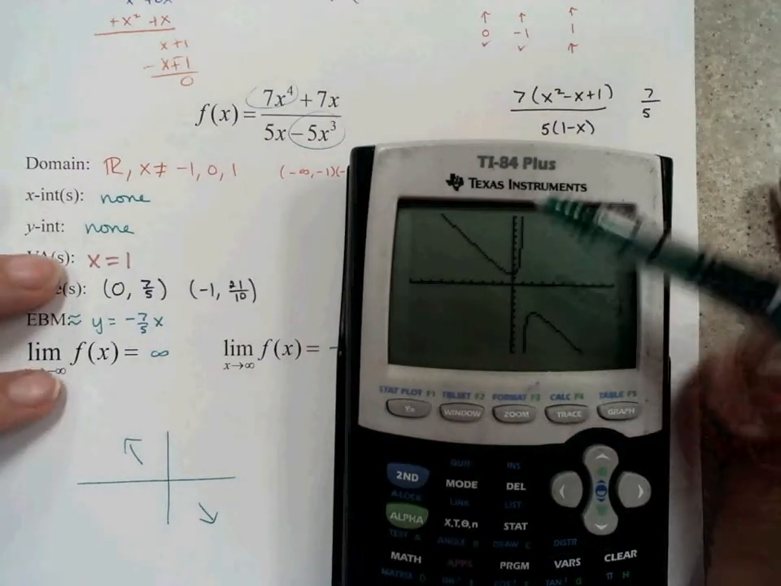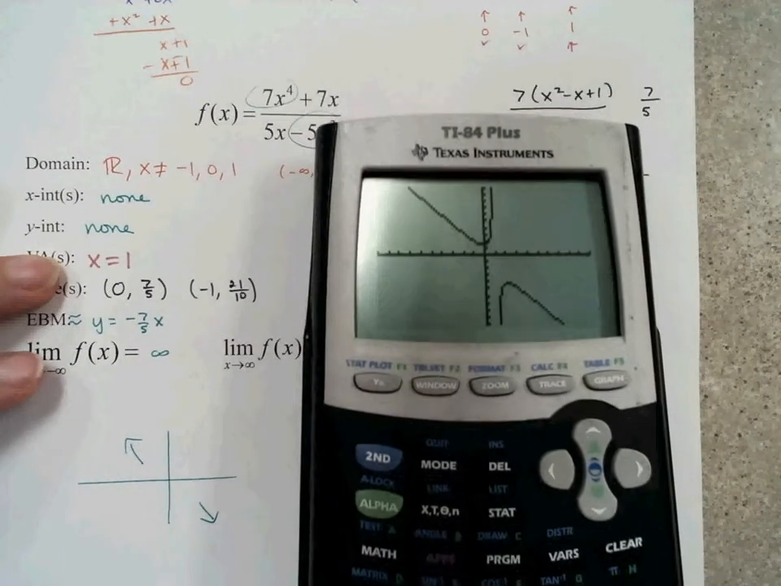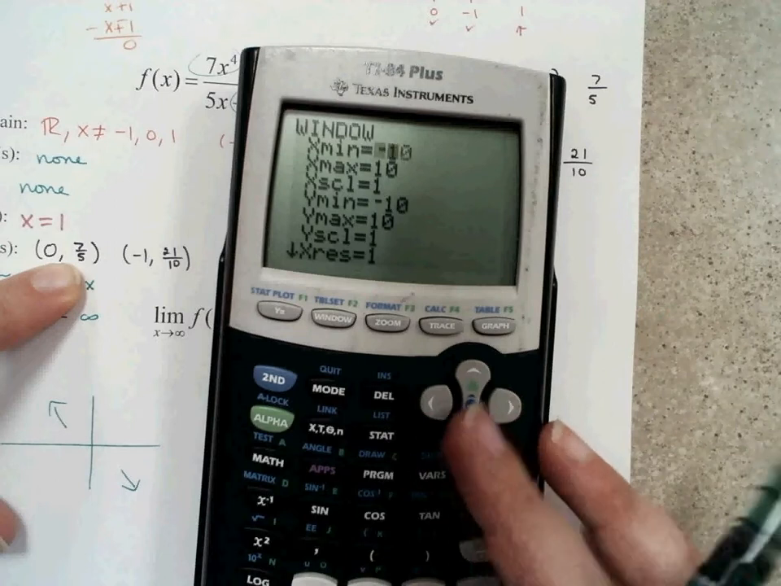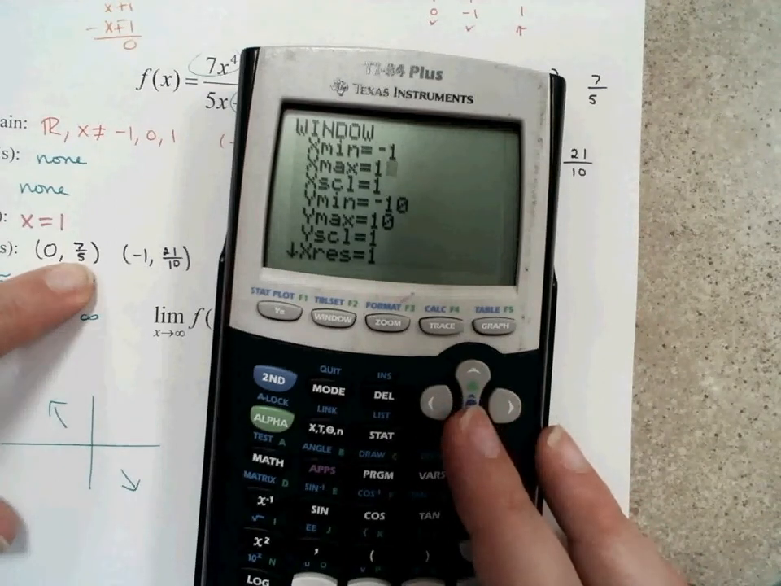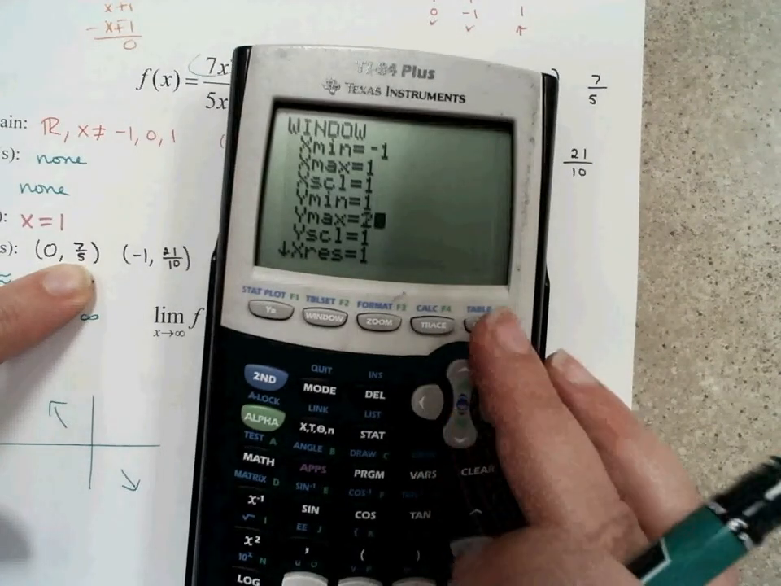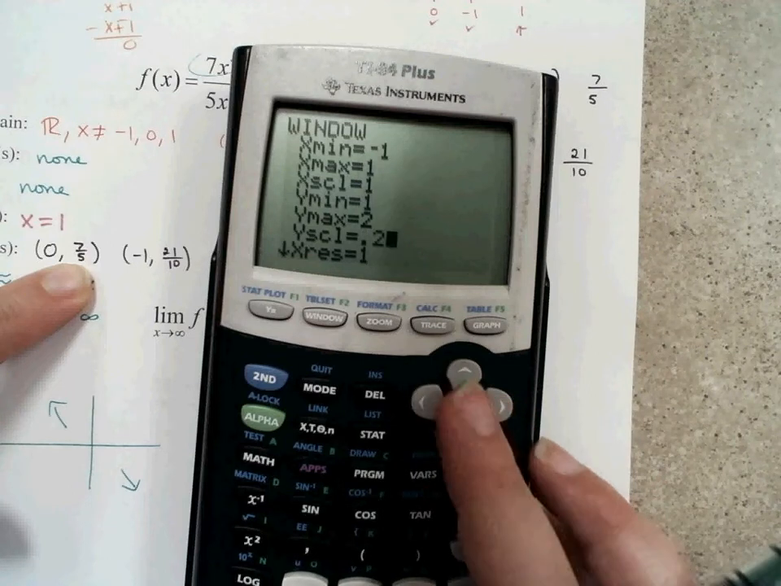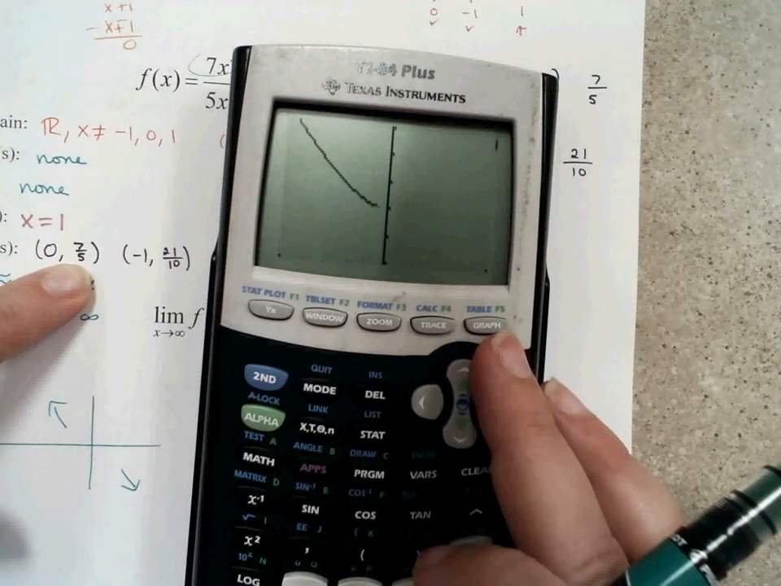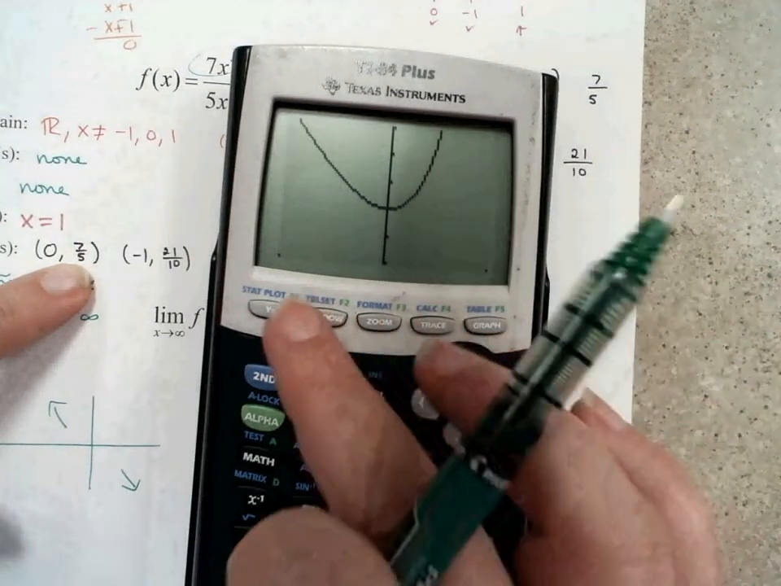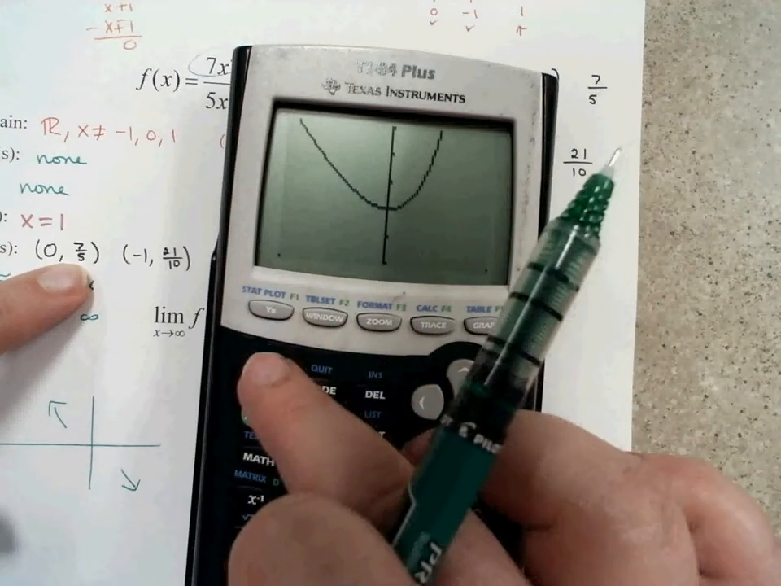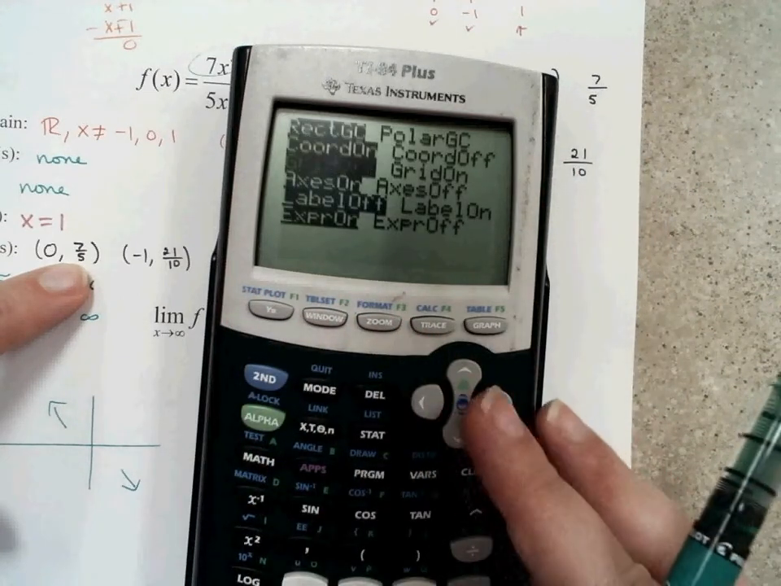Okay, so here's what I know. I know I have a vertical asymptote at x equals 1. Cool, I can see that. I should have two holes in the graph at 0, 7/5, so I'm going to go ahead and zoom in on that. I'm going to go negative 1 to 1. And 7/5 is 1 and 2/5, so 1.4. So we're going to go 1 and 2. And we're going to go by 0.2. So it should be at the second on the y-axis. Oh, I can't see it because, just kidding, because the axis is in the way. If I do format grids off.